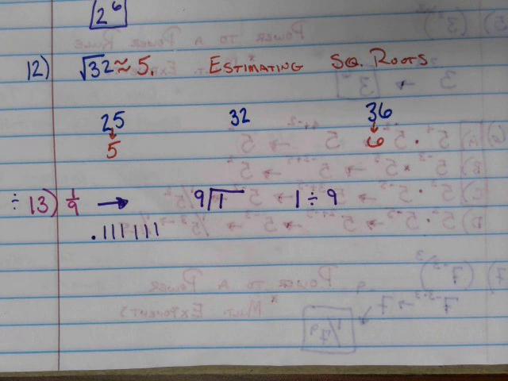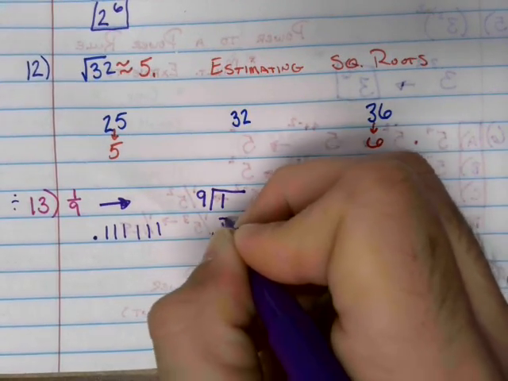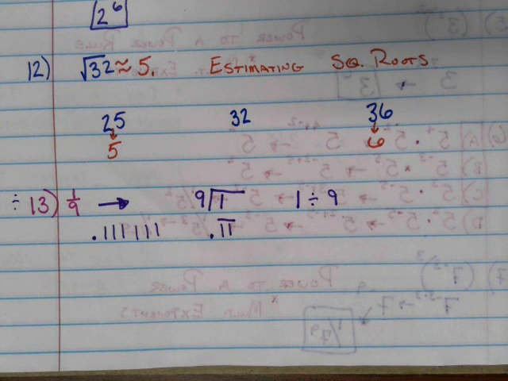How do we write repeating decimals? What do we put over top of them? A line. So you don't have to write all that. You could just write 0.1 with a line over it. I think that's repeating. Okay.